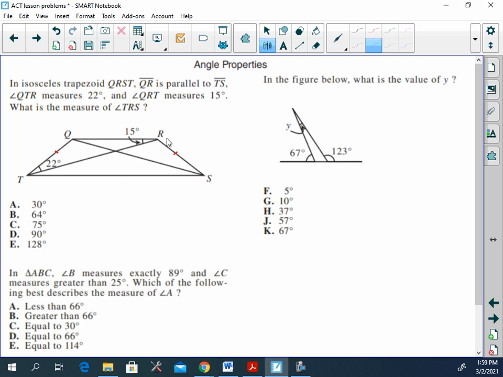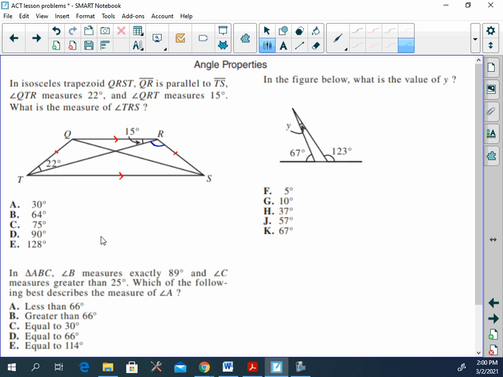QR here it says is parallel to TS, and I can denote that with a little arrow on this one and a little arrow on that one. Angle QTR, this angle measures 22. QRT is this angle here, and that one's 15. And we're trying to find the measure of angle TRS, so make sure you know which angle it is first. T to R to S. So that would be this big angle right here.